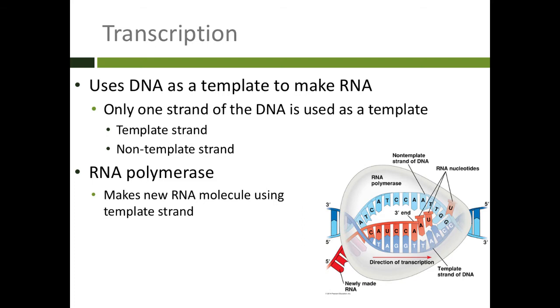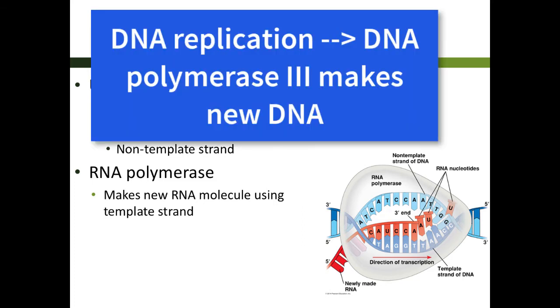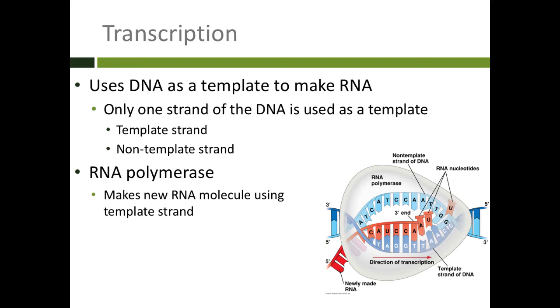This happens in the cytoplasm in prokaryotes and in the nucleus in eukaryotes. One strand of the DNA is used as a template. In DNA replication, we know that the enzyme responsible for making new DNA strands is DNA polymerase III. In the process of transcription, the enzyme responsible for copying the DNA and making new RNA is called RNA polymerase. You can remember it is called RNA polymerase because it's making RNA.